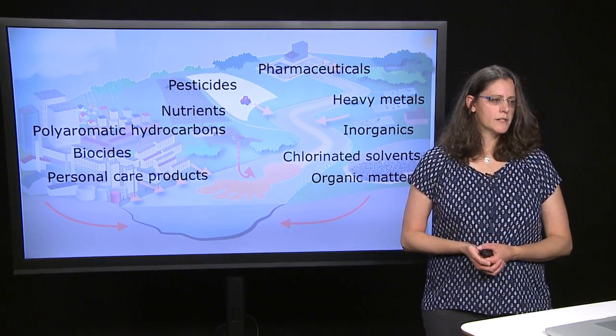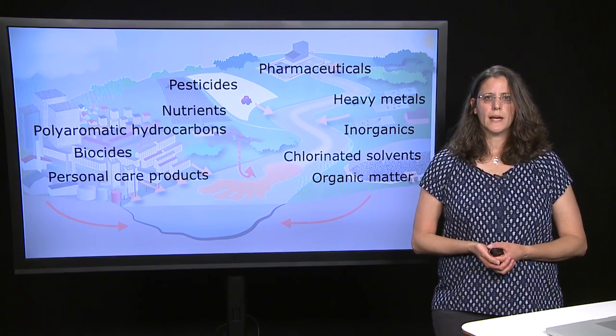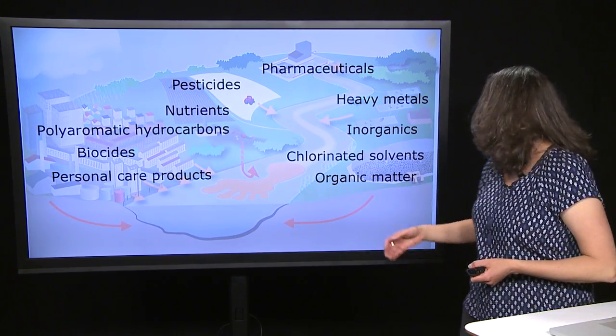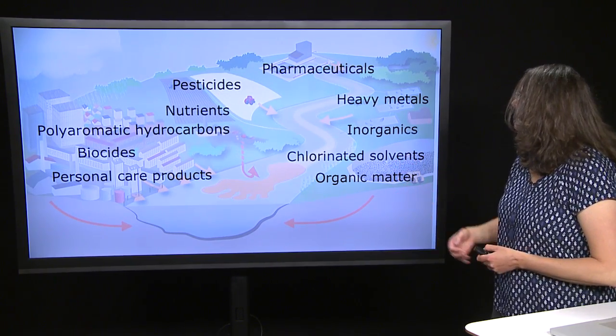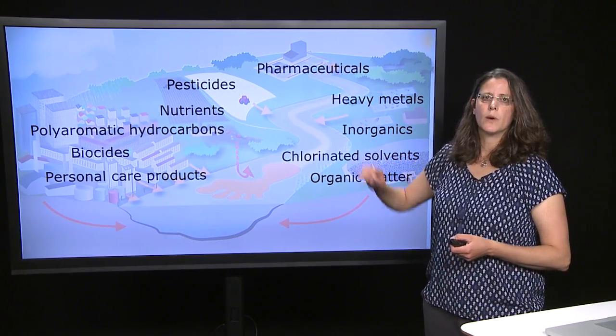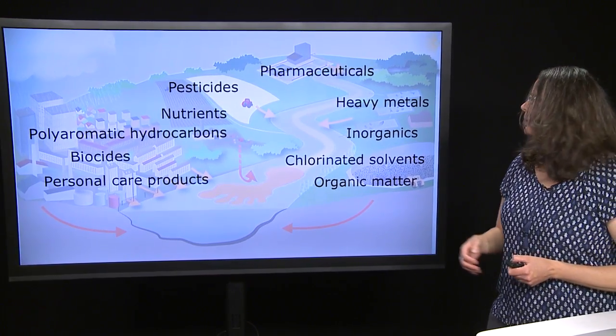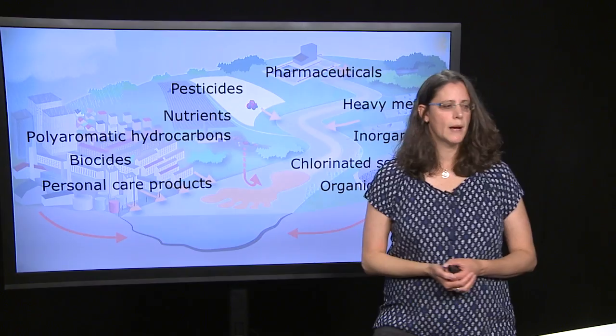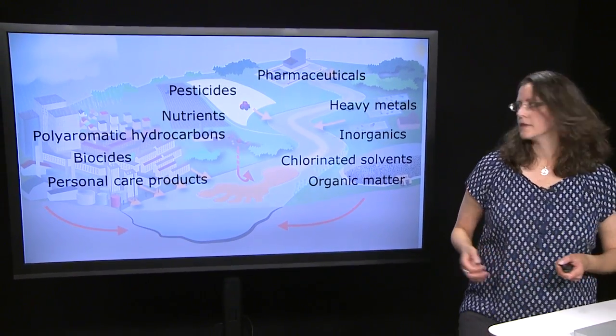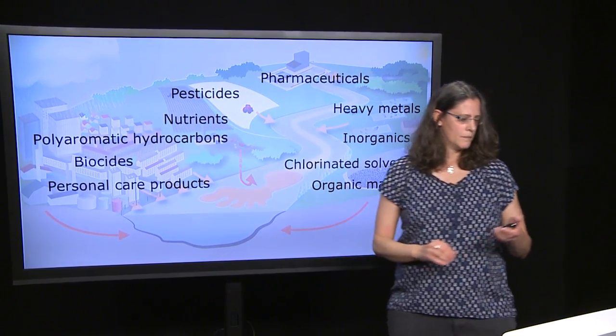When we talk about impacts on water quality, we distinguish multiple contaminant classes. For example, we can have chlorinated solvents coming from point sources such as contaminated sites, or we can have pharmaceuticals discharging from wastewater treatment plants. And then we also have diffuse source impacts such as pesticides and nutrients from applications to agricultural fields. This is really large-scale pollution.